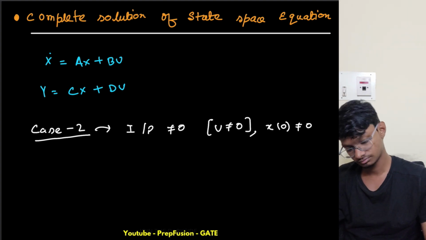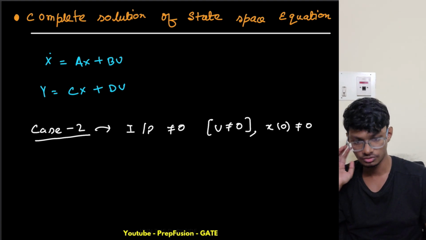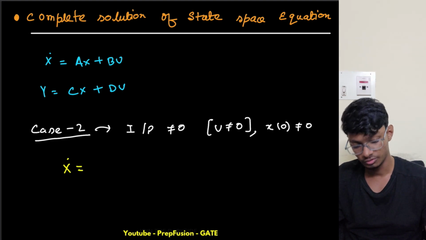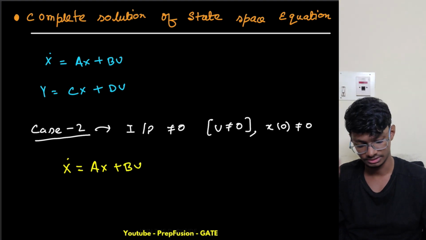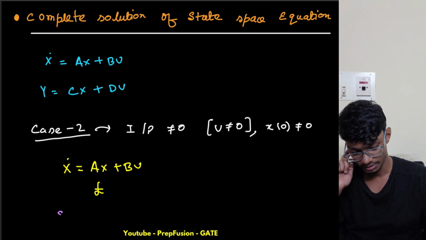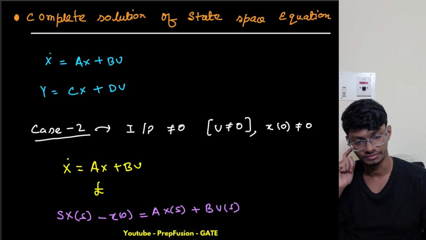So what is case 2? Case 2, input is not equal to 0. So my equation, I have to solve it like this only: x dot equals Ax plus Bu. What I will do is take the Laplace transform of this. So what will my Laplace transform become? It will become s times X(s) minus x of 0 equals A times X(s) plus B U(s), right?